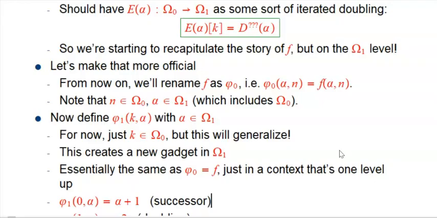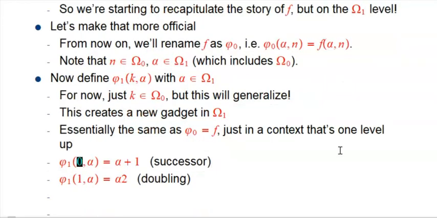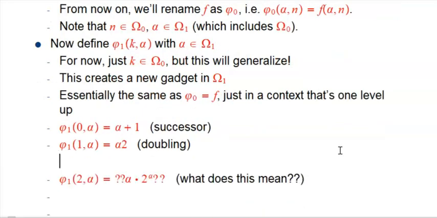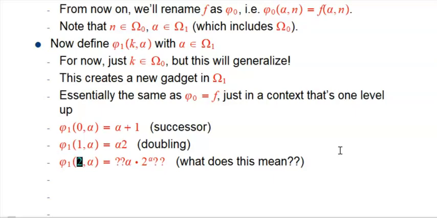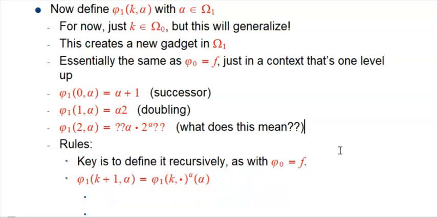In other words, phi1 with control argument 0 on an omega 1 gadget is just successor. Just the first thing we ever did to an omega 1 gadget. Phi1 on alpha is going to be this doubling gadget. And phi1 with control argument 2, it should be, well, take alpha and double it alpha times. And what does that mean? That's the one missing piece that we need to fill in that's a little subtle. So what would it mean to double a function gadget number of times?